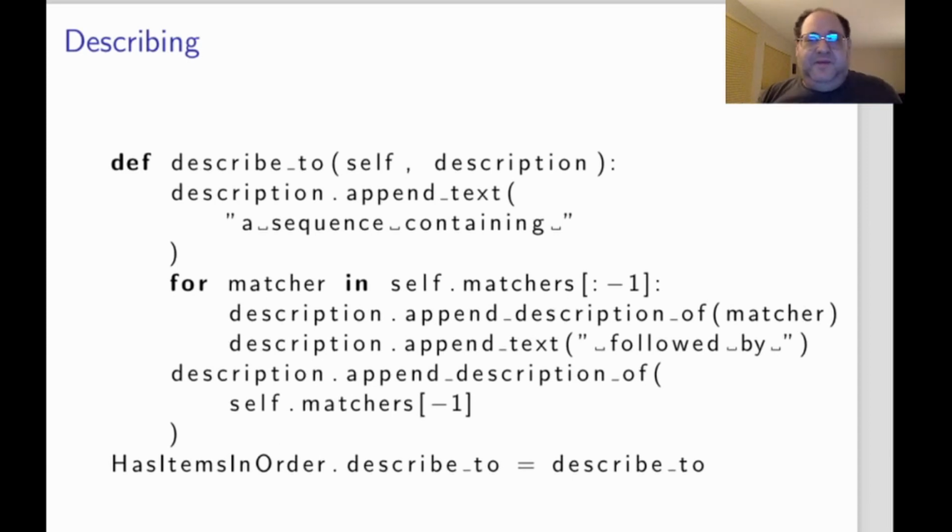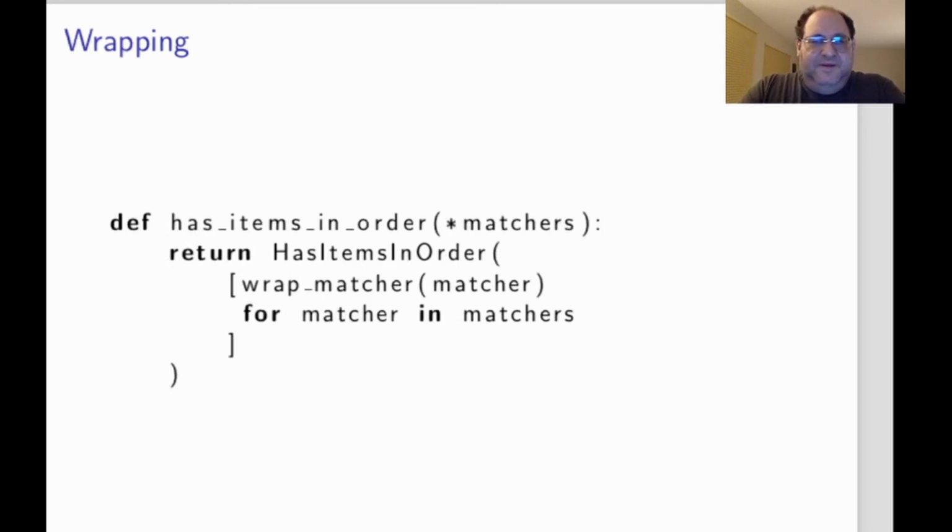And when I describe, I just say there's a sequence containing thing, followed by thing, followed by thing, followed by thing, and then the last thing. So that's a description of the matcher itself. You can also, like I said, describe mismatches, but this is already getting pretty long.